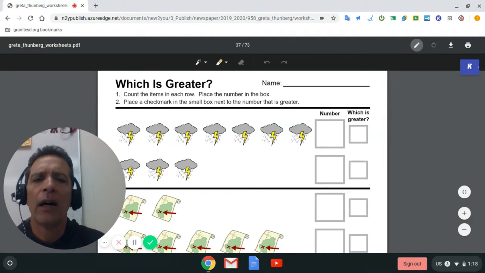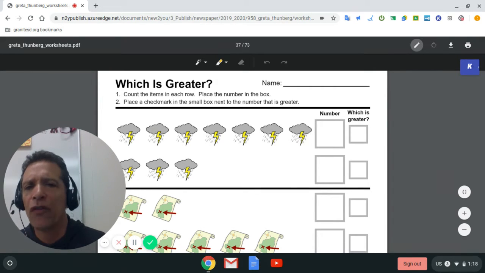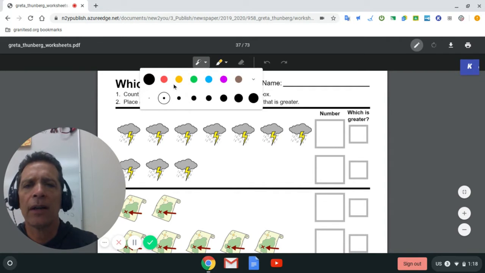This is table 1, and this is math. Most of you guys have been doing this for a couple years, so we're going to go fairly quick.